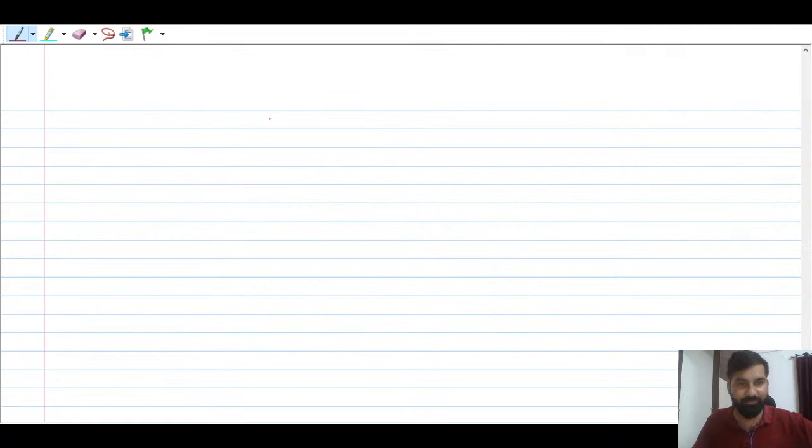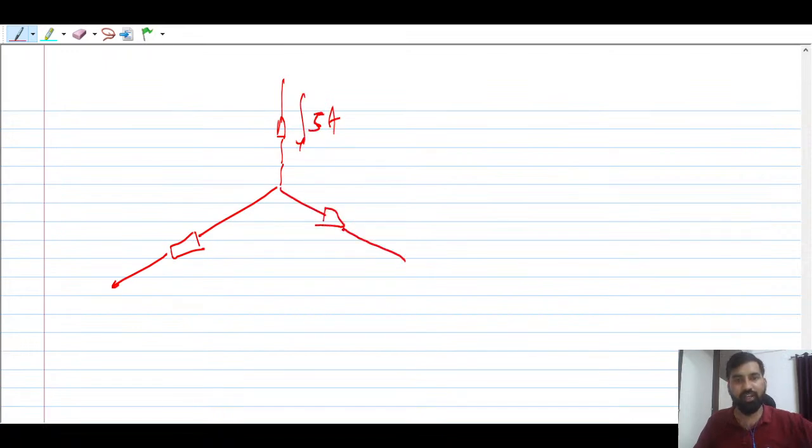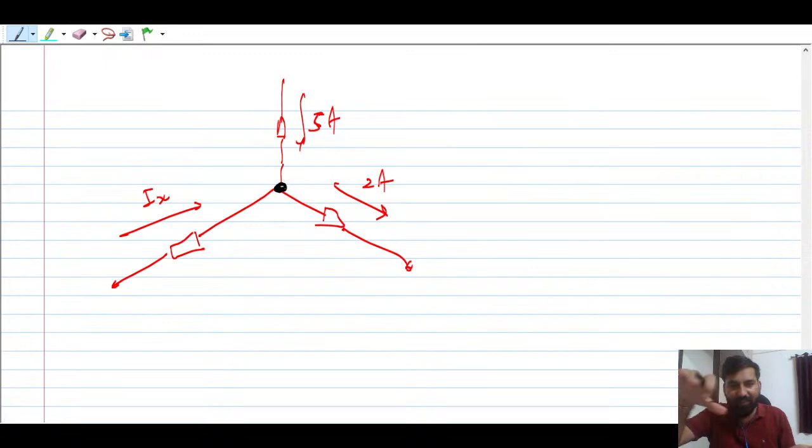Let me take one very easy example. Suppose there is a current of 5 ampere, and there is one element here. You can take any sort of element. Someone is going to ask you what is the value Ix. So how can you find this Ix? There is a node here, so you need not know what kind of element is connected over there.